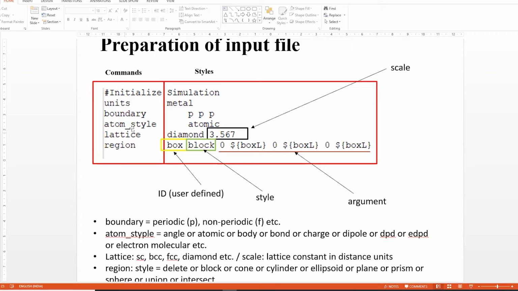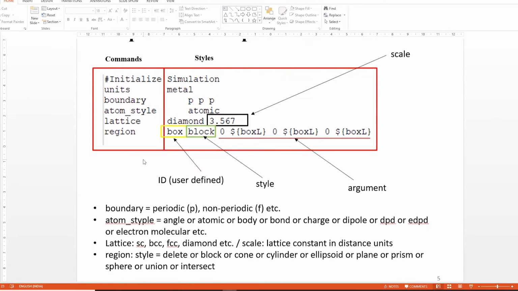The next is lattice. For lattice you can use simple cubic, BCC, FCC, diamond, etc. I have taken the lattice as diamond, and then the next is the scale. Here this is the scale. The scale is basically your lattice parameter. So for diamond, I am taking the lattice parameter as 3.567 angstrom. Then next is region.